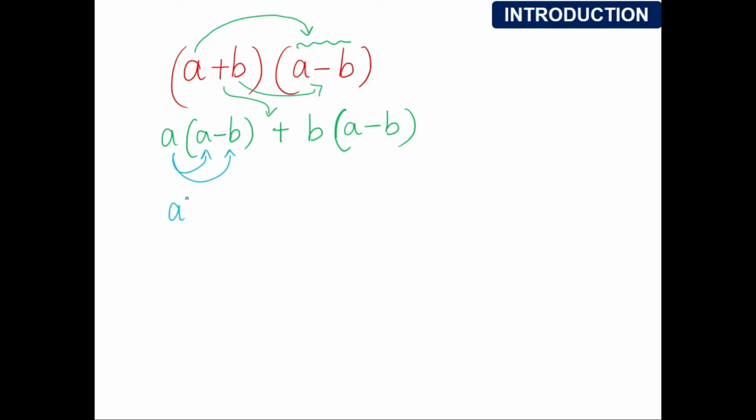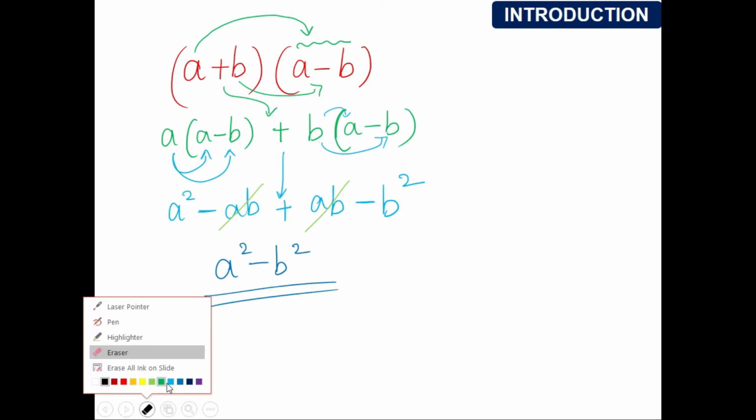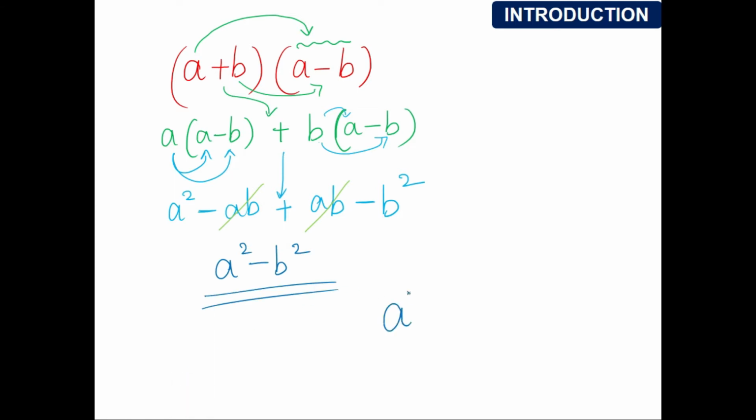I have a multiplied by a giving me a square, minus ab, the same plus sign. You have b multiplied by a giving you ba or ab, and b multiplied by minus b giving you minus b square. Looking at the terms, you can see that minus ab and plus ab turn out to be 0, so you can just cancel it out, and your final answer will be a square minus b square. So this is an identity that we'll be using. a square minus b square is equal to a plus b times a minus b.